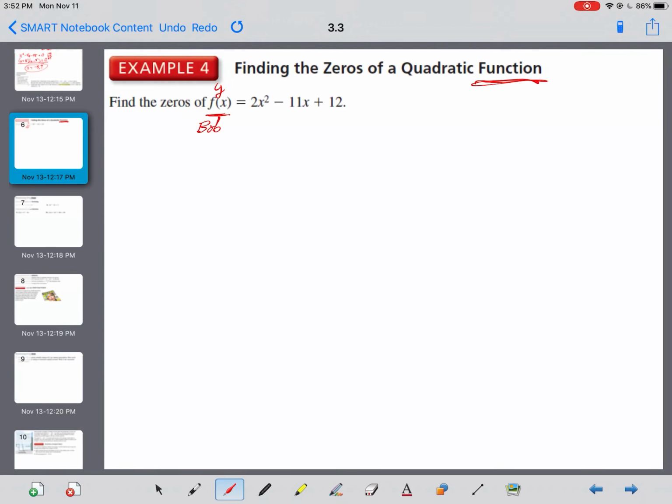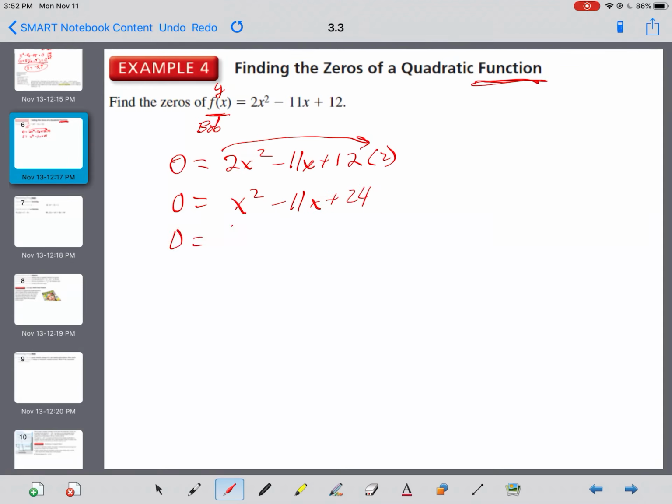So here we go. All we got to do, since that's y, and the first step is set y equal to 0, is just go 0 equals 2x squared minus 11x plus 12. Let's see, do they have a greatest common factor? No, they don't. So slide to the back. X squared minus 11x plus 24. Factors of 24 that add to 11. You got 1 and 24, you got 2 and 12, you got 3 and 8, you got 4 and 6, 3 and 8 add to 11, both are minus.